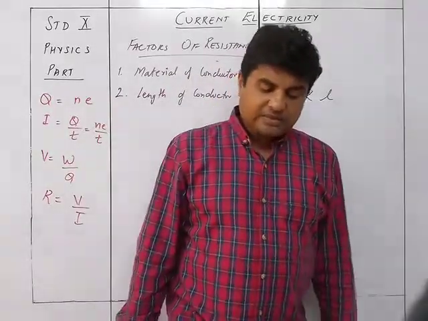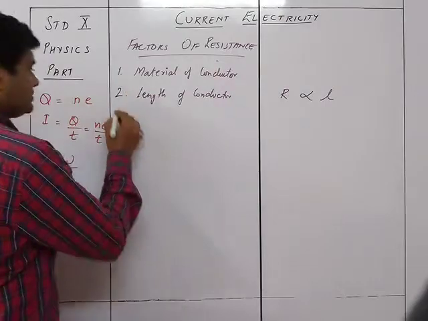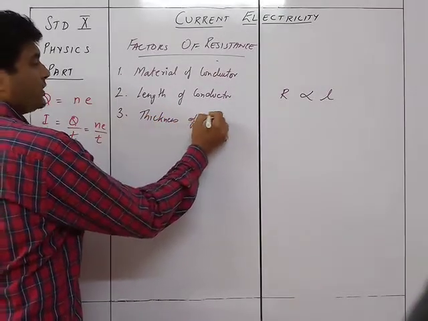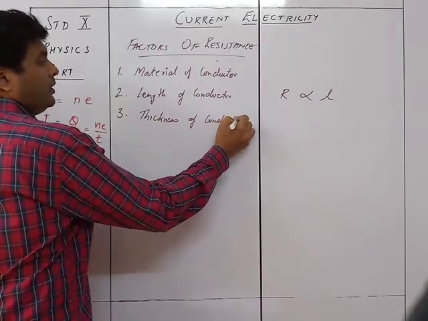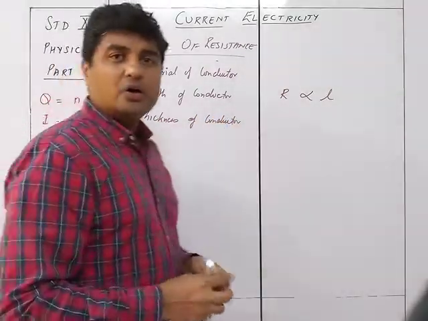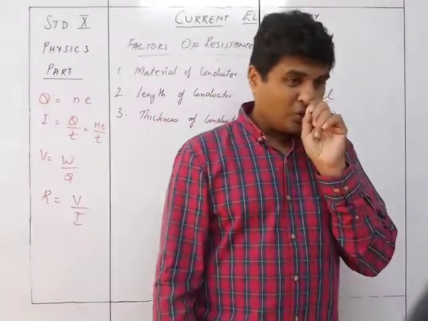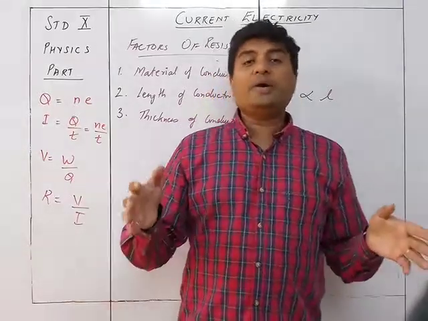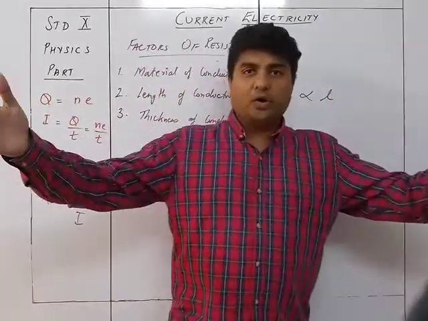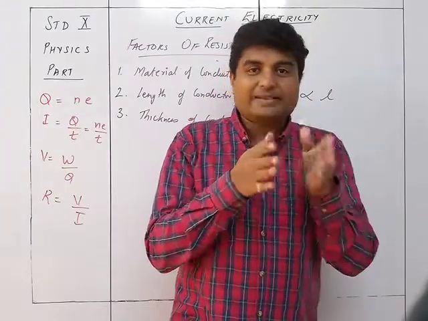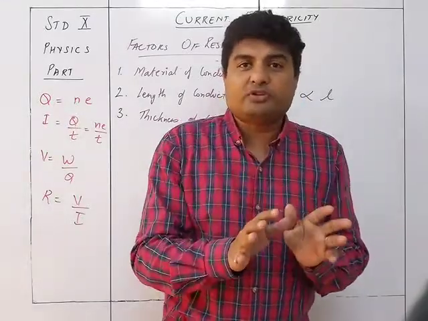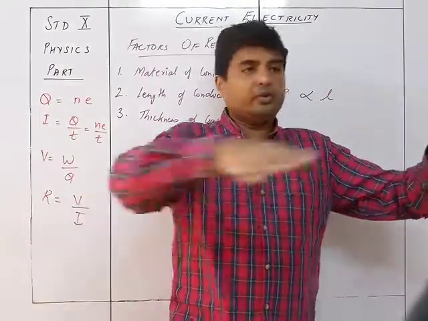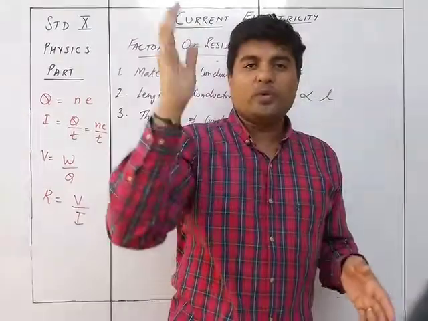The third is the thickness of the wire, the thickness of the conductor. Again we can compare this with the road. Thickness of a road means how broad it is. If a road is very narrow, it will automatically have too many obstructions, whereas if it is a bigger road, the obstructions will be quite less because you can move around here and there, so the movement will be easier.